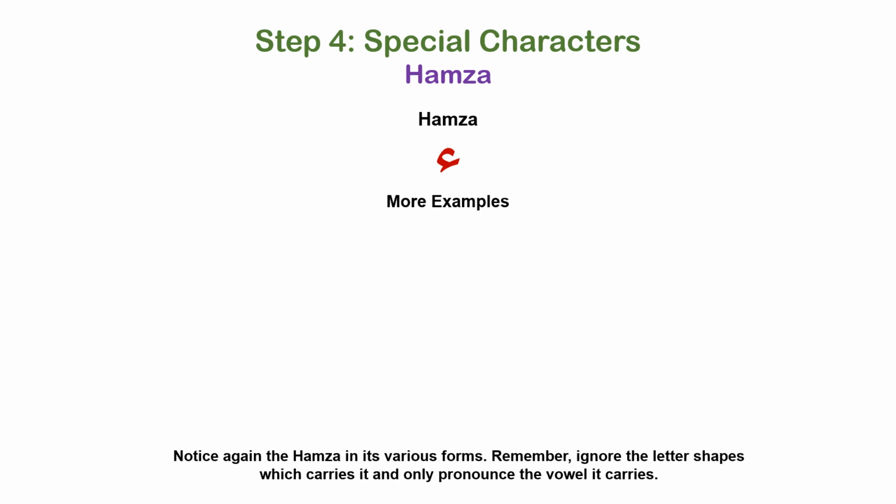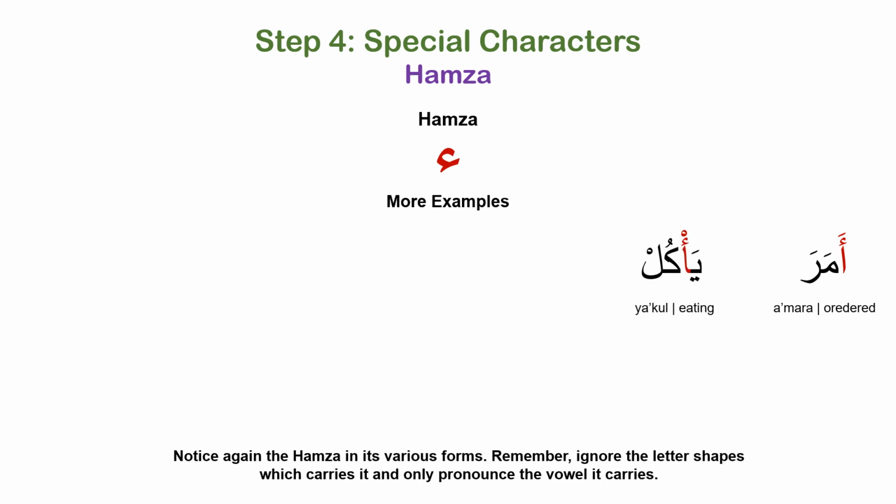So now let's have a look at some more word examples where we can see the Hamza special character in different letter shapes and different forms, okay, and in different positions of the word. So the first example is Amara, which means ordered. Amara. Here, the Hamza is carrying a fatha, which makes a, so that's all we pronounce. Amara.